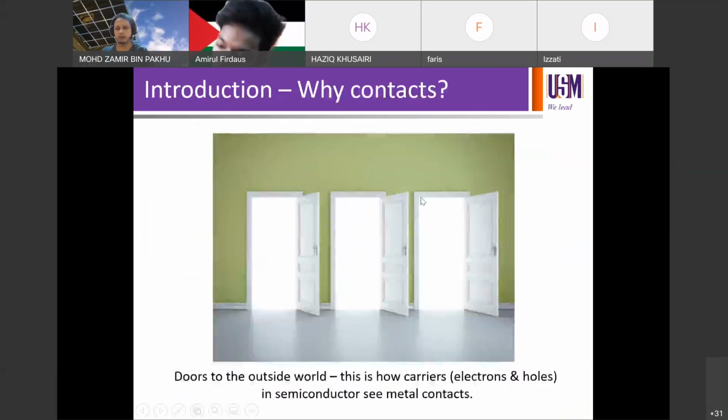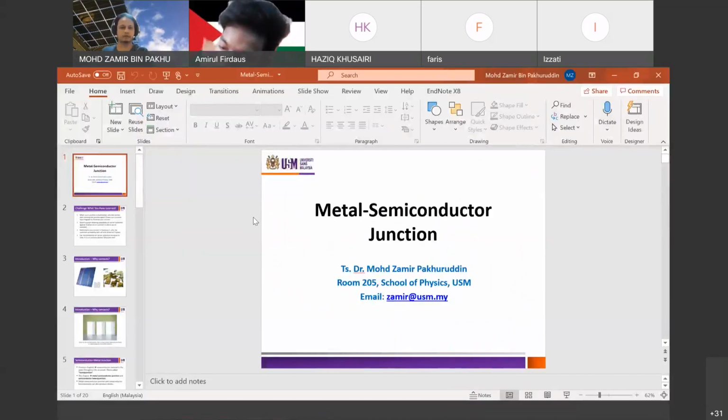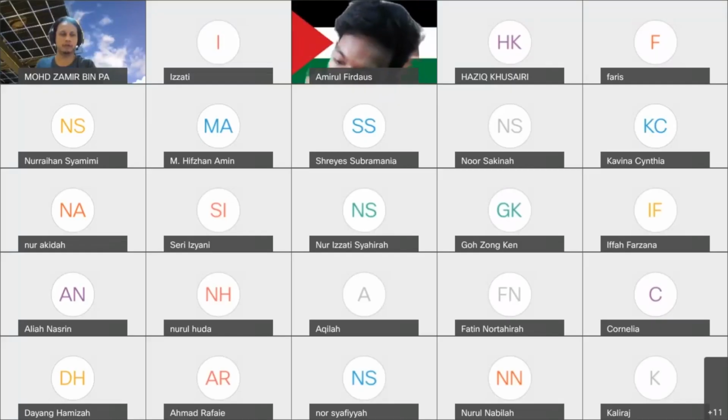So I'm just going to stop here. 10:55 already. So is it okay so far with the introduction to the metal semiconductor contacts?